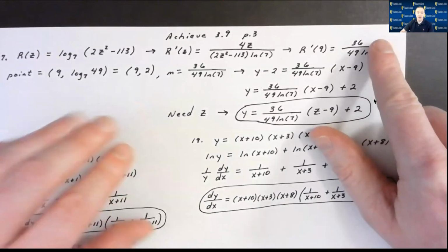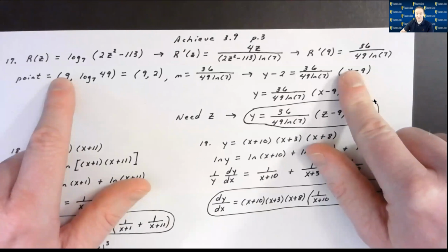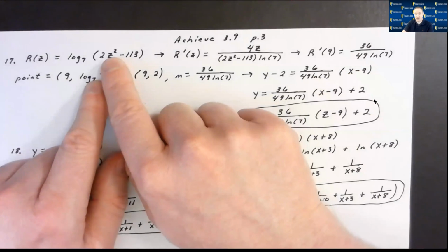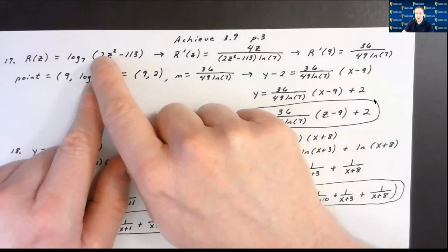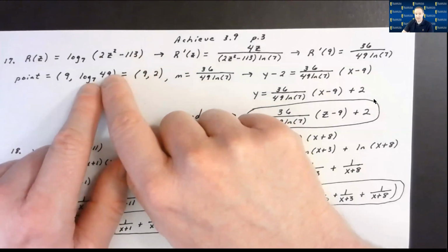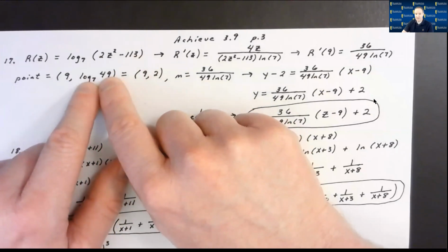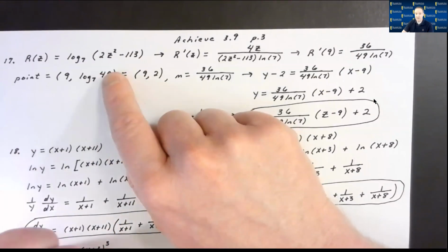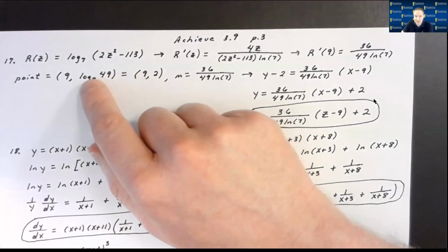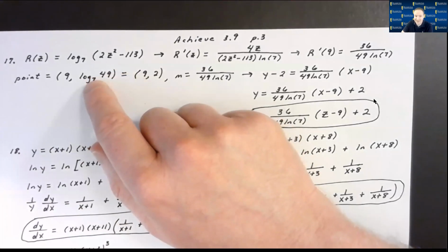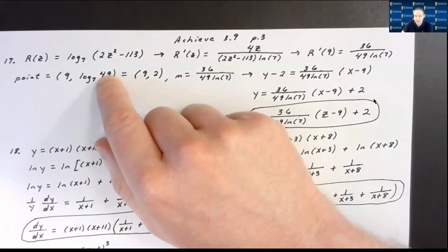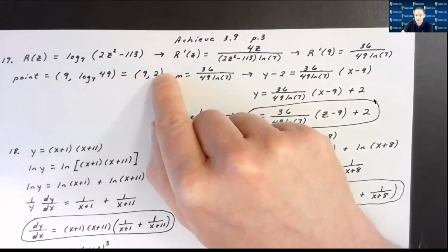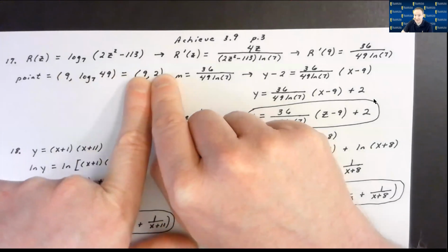Okay, now I take my point, which is easy to find because I know the x value and need the y value. You're just going to plug a 9 into the function, which again is 2 times 81, 162, minus 113 gives me a 49. So I have the log base 7 of 49. There's no reason to leave that in logarithmic form, because that's literally just asking what power do I have to raise 7 to in order to get 49? Well, 7 squared is 49. So the log base 7 of 49 is 2, and my ordered pair is the point (9, 2).